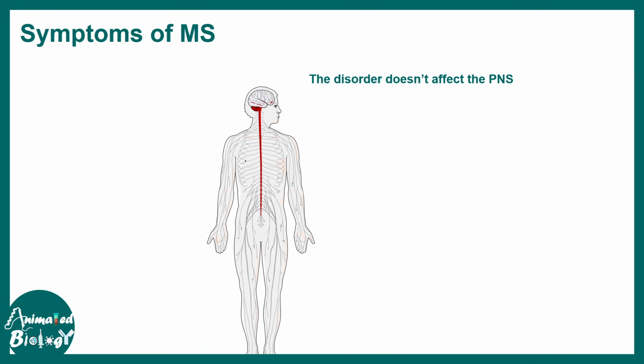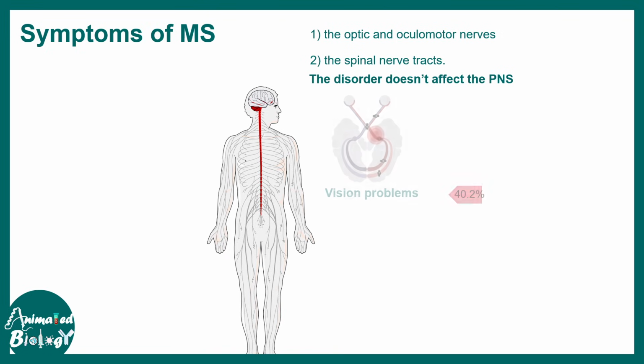So let's talk about the clinical symptoms of multiple sclerosis. This particular disease does not affect the peripheral nervous system. The key nerves that are affected are the optic and the oculomotor nerves. Also, the spinal nerve tract can be affected very much. The symptoms of multiple sclerosis are quite variable. Not all the symptoms occur in all the patients.